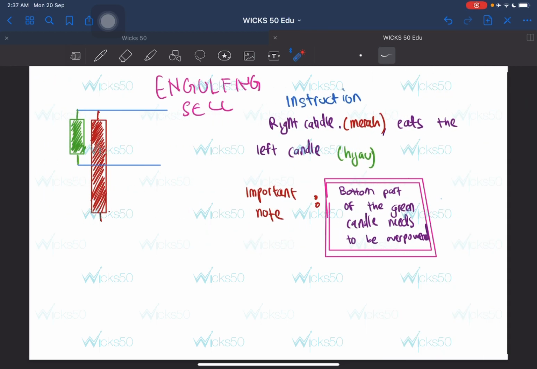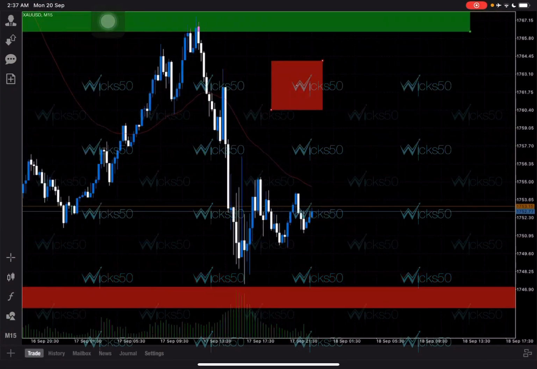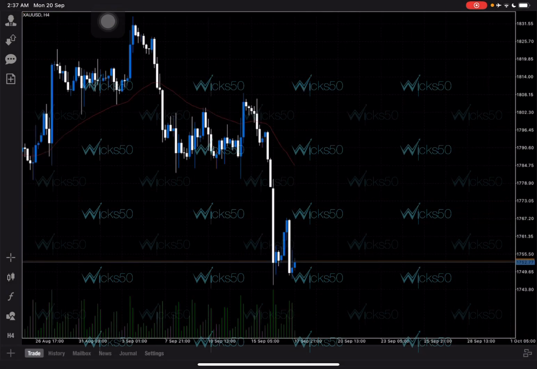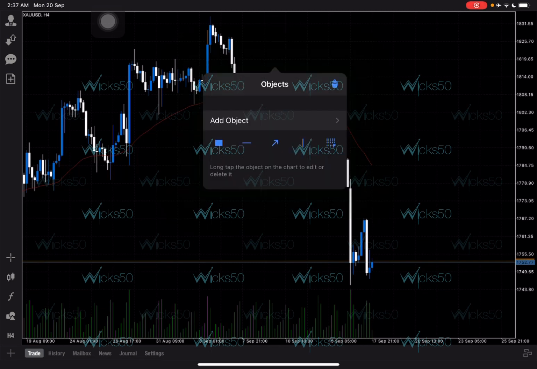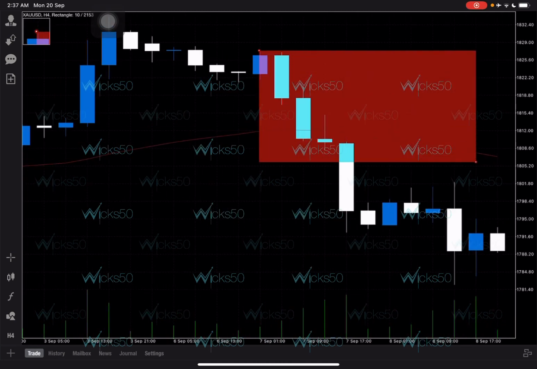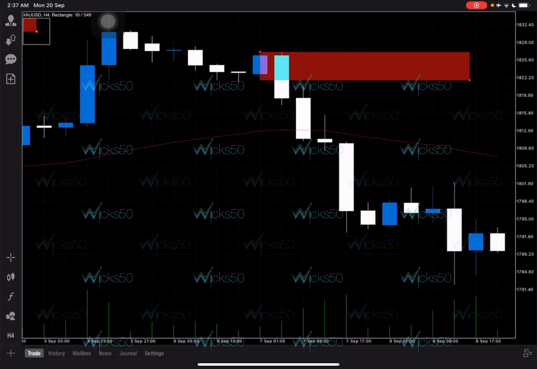So now I need to go into the charts to show you guys an example from the chart itself. I'm going to be marking, let's say, 3 engulfing buys and 3 engulfing sells. So let's start with an engulfing sell zone. Let's say this part. The left candle is overpowered by the white candle. So I mark that whole zone as an engulfing sell zone.